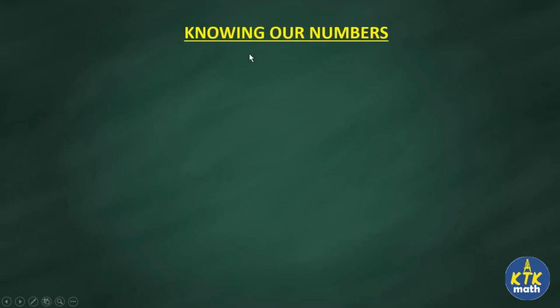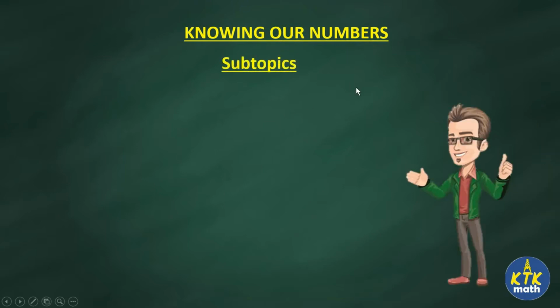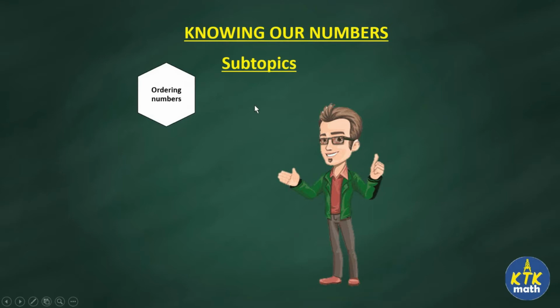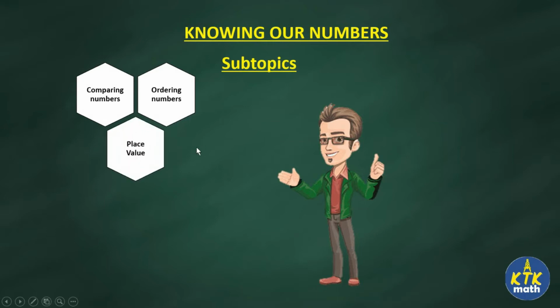Before starting, just to let us recall the subtopics which are there in Knowing Our Numbers. So here we are going to have ordinary numbers, that is you are going to arrange the numbers in ascending and descending order, as well as comparing the numbers which is larger, which is greater, and place values. And then you are going to have Indian and international system, that is place value in both Indian and international system based questions we are going to solve.